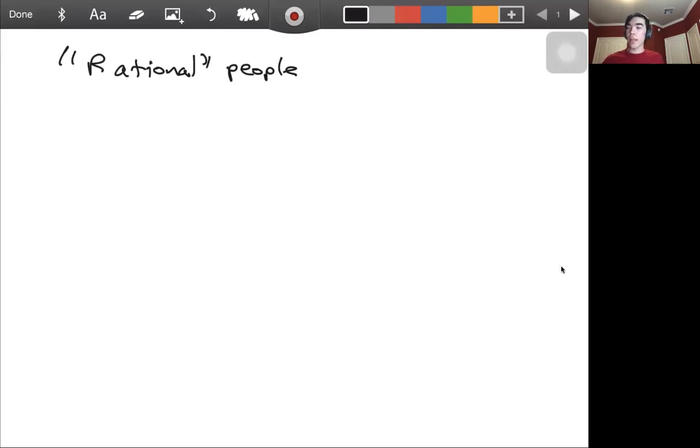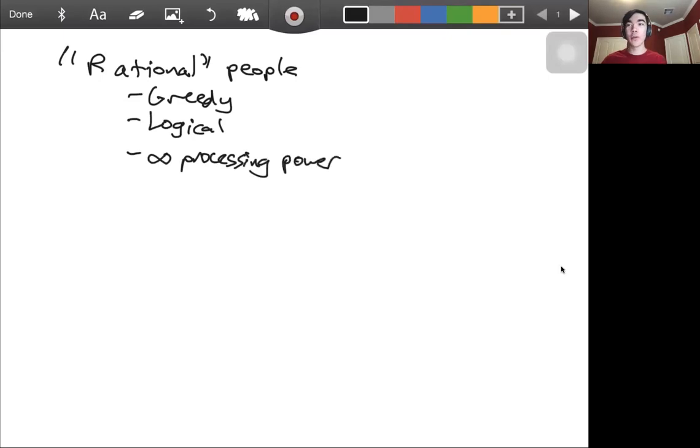And for now, at the very beginning of this class, we're going to assume that rational people are greedy. And that means they always take the best option that's available to them. If one option strictly gives them more points than the other option, then they're going to take that option. They're greedy and logical. And we're going to assume that they have infinite processing power. So they're like supercomputers. Okay, that's the base assumption.